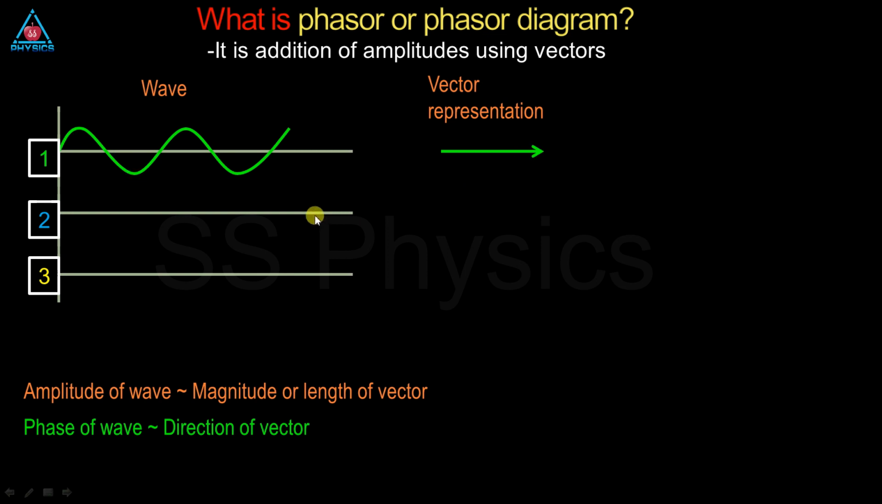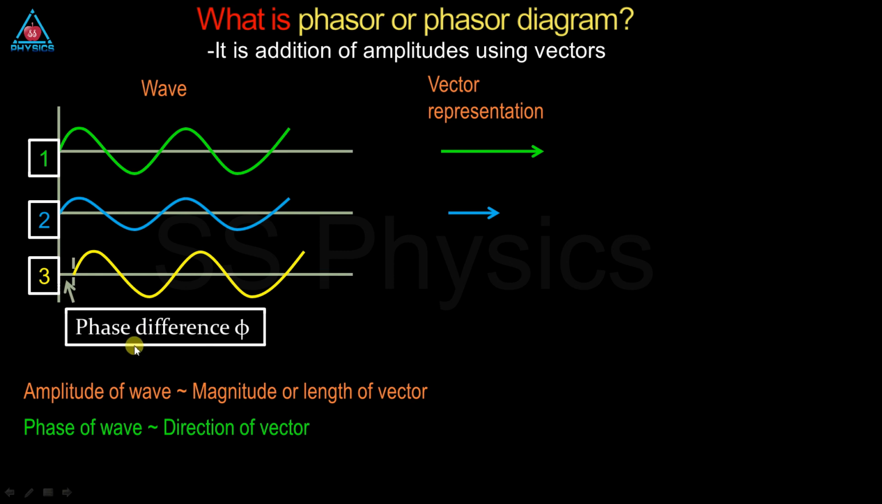Let us take example of second wave. Now the difference between the first and second is only of amplitude. Hence the representation of this wave is like this, the vector with less length or magnitude. Again let us take the example of third wave. Now what is the difference between first and the third wave? It is the phase difference phi. So it can be represented by a vector with the same length but which is inclined to the horizontal direction by an angle phi.